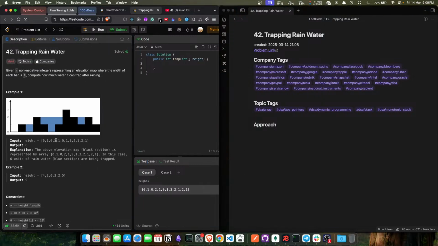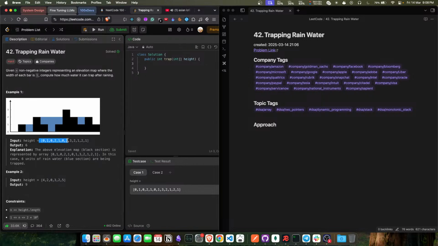Cool. Let's see. Given n non-negative integers representing an elevation map where the width of each bar is 1, compute how much water it can trap after raining. Alright, so we have the height of every single bar. We need to check how much rainwater can be trapped after raining. For example, we have 0, 1, 0, 2, 1, 0, 1, 3, 2, 1, 2, 1. This is what we have.